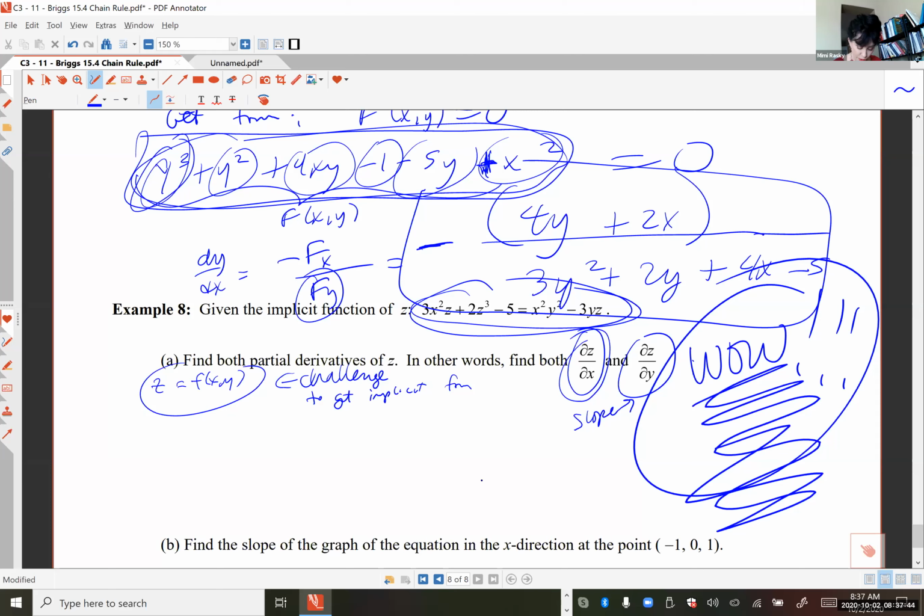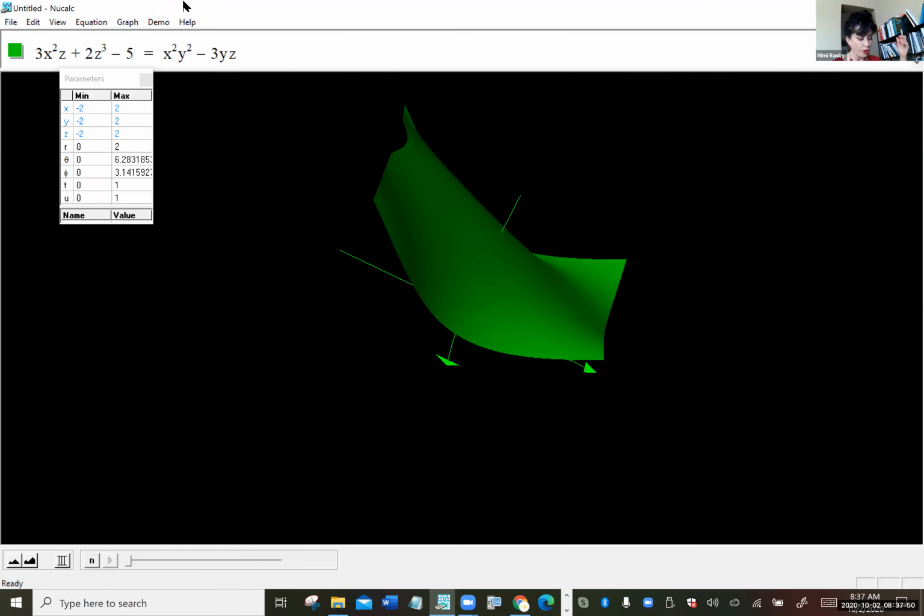So what I did for you is in my 3D grapher, I graphed this surface for you. See up top here? 3x squared z plus 2z cubed minus 5 equals x squared y squared minus 3yz. Check out this surface. I can even change the color. Can you guys see that okay on your screens? Yes.